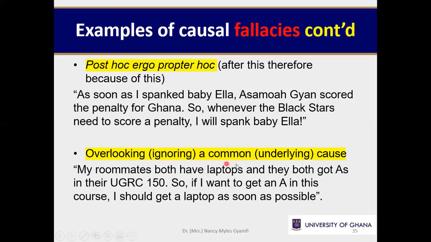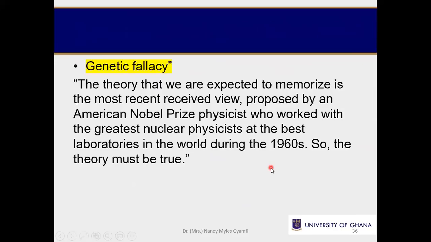Then the one I said about ignoring a common underlying cause: I said my roommates both have laptops and they both got A's in their UGRC 150. So if I want to get an A in this course, I should get a laptop as soon as possible. Well, get a laptop, but be sure you are not overlooking something that is common to those two ladies or guys who did well. They got a laptop, but perhaps they made use of it. You just don't get a laptop and smile at it and clean it, watch games and YouTube videos, and expect that you will get a straight A.